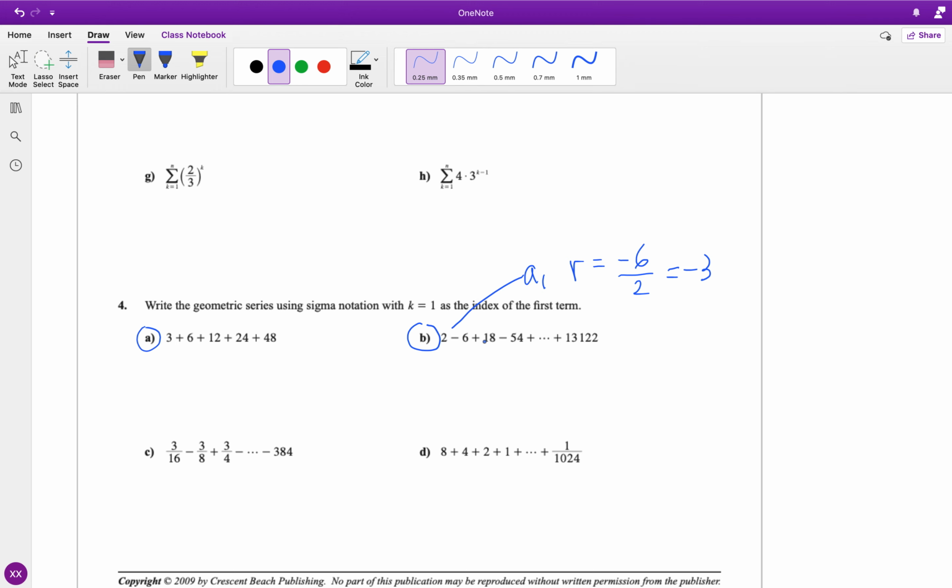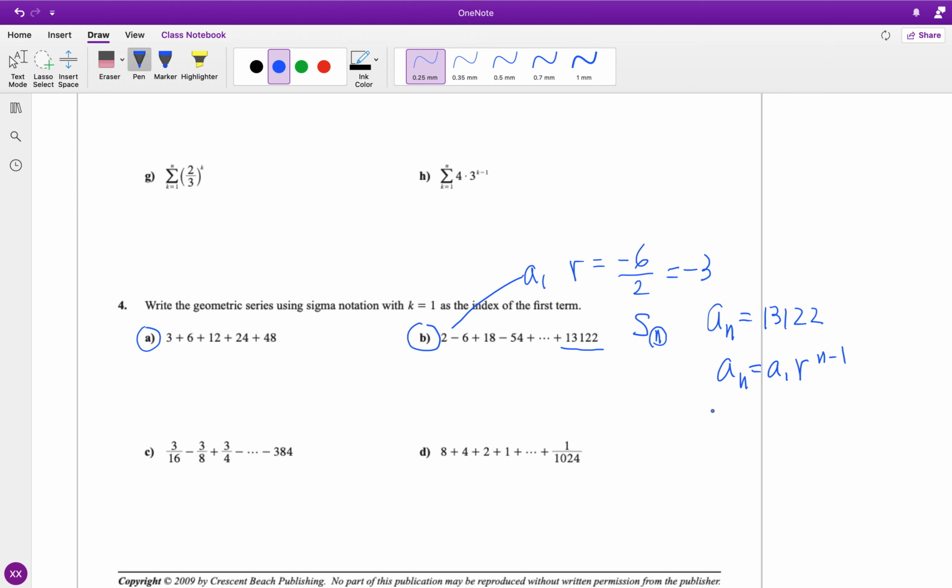But in order to know the sum, doesn't matter what formula you want to use, you needed to know the n, right? You need to know the n. So you do know this last term. Last term is given. So the last term, an, is 13122. And an also equals a1 r to the n minus 1, right?